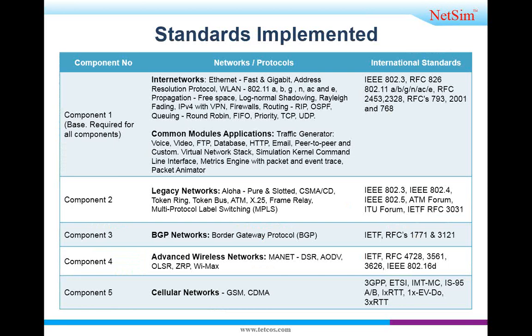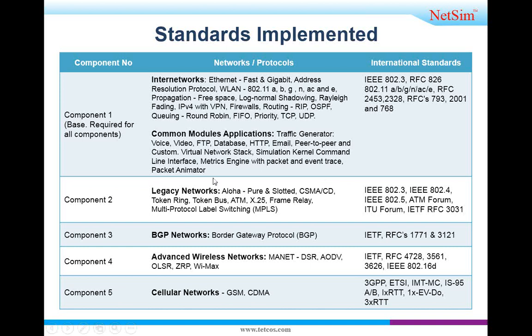Now NetSim components. NetSim is divided into 9 components, of which the first one is Internetworks, that is Ethernet and wireless LAN. Ethernet has fast and gigabit, ARP. Wireless LAN has, as per the standard, 802.11 a/b/g/n/ac. Then propagation: free space, log normal shadowing, Rayleigh fading, IPv4. Then firewalls. Then routing has RIP and OSPF by default. Then queuing has round robin, FIFO, priority, TCP and UDP. And these are all designed as per the international standards.